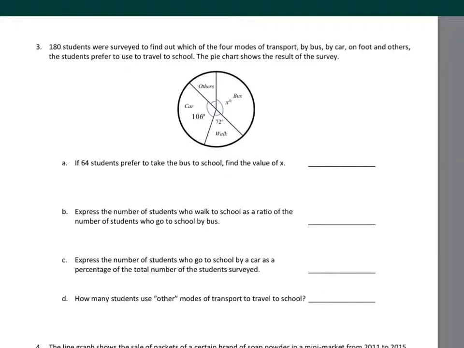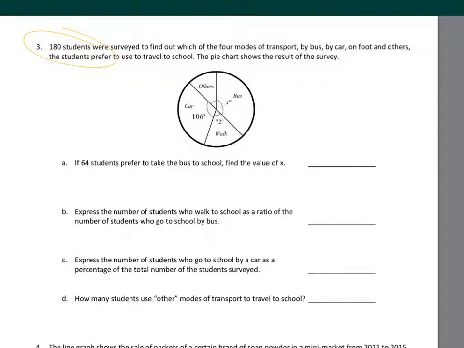Okay, so in this next video, I'm going to explain the number 3 solution for the assessment. The problem involves a pie chart, and we have about 180 students. They were surveyed to find out which of the 4 modes of transport, by bus, by car, on foot, and others, they prefer to use to travel to school. The pie chart shows the result of the survey.